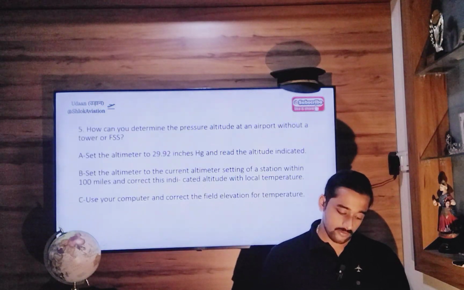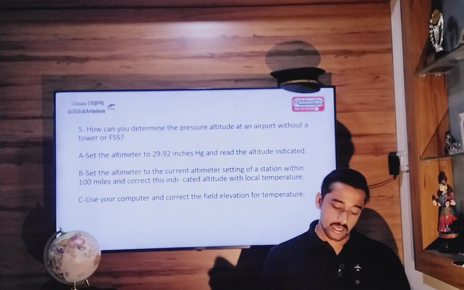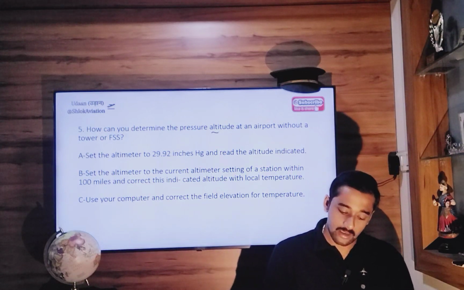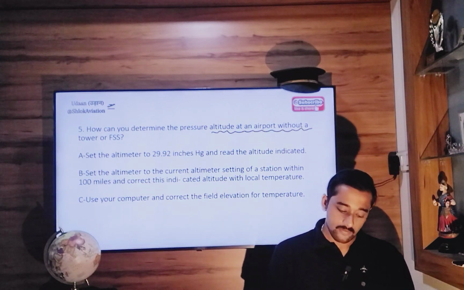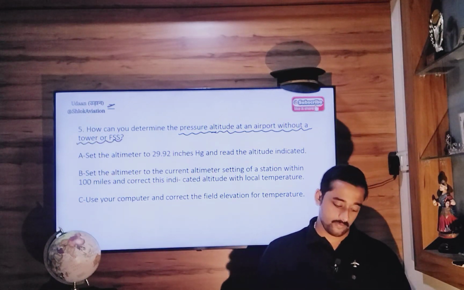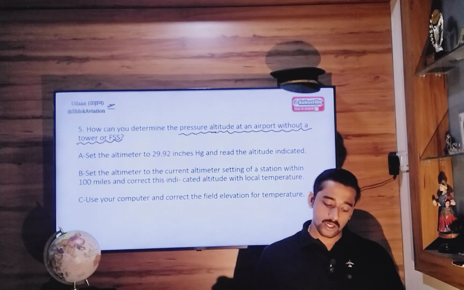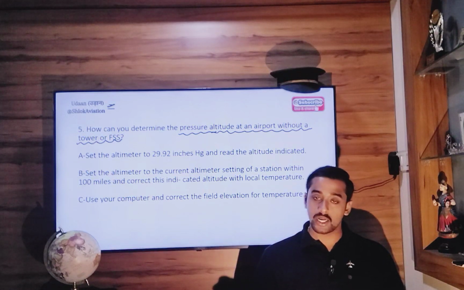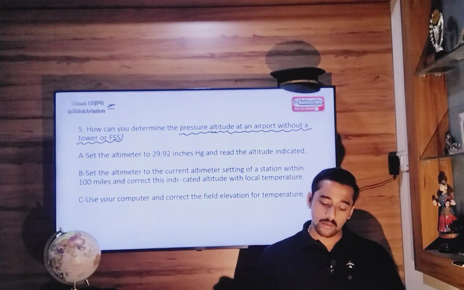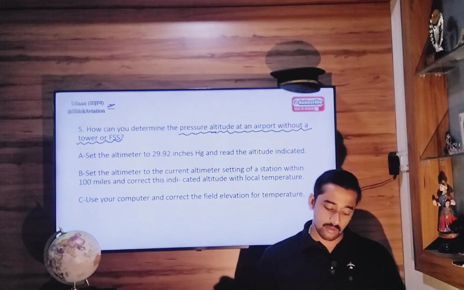Next, question 5. How can you determine the pressure altitude at an airport without a tower? Very important practical question. Pressure altitude at an airport without a tower or flight service station. So you'll set the altimeter to 29.92 inches and read the altitude indicated. Or, set the altimeter to the current altimeter setting of a station within 100 miles.